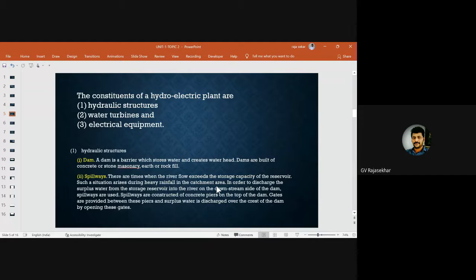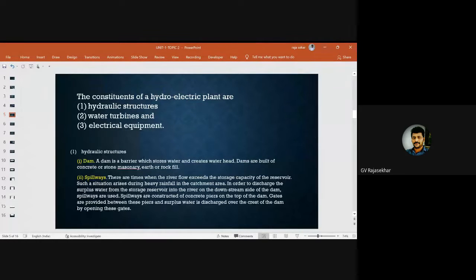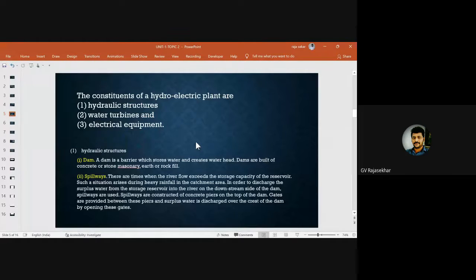Okay, next. What are the main components or constituents of the hydroelectric power plants? Number one is hydraulic structures, water turbine, and electrical equipment. So the entire hydroelectric plant requirement or equipment is divided into three categories. One is hydraulic structures, second one is water turbines, and third one is electrical equipment. Okay, let us see the first one, hydraulic structures.